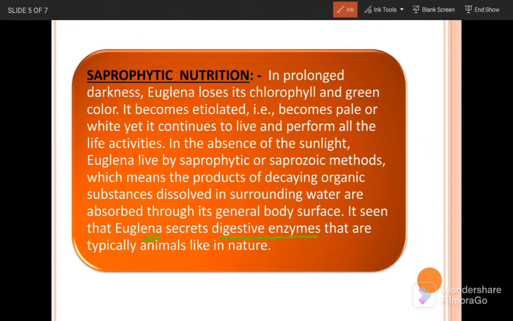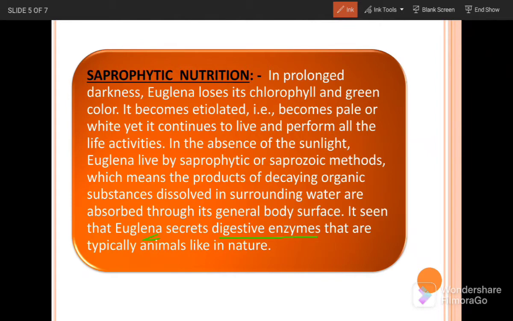But in holophytic nutrition, there is no need for any kind of digestion. It is fully plant-like. In short, I will explain that holophytic is like a plant: how the plant produces its own food and takes it for its energy purpose.